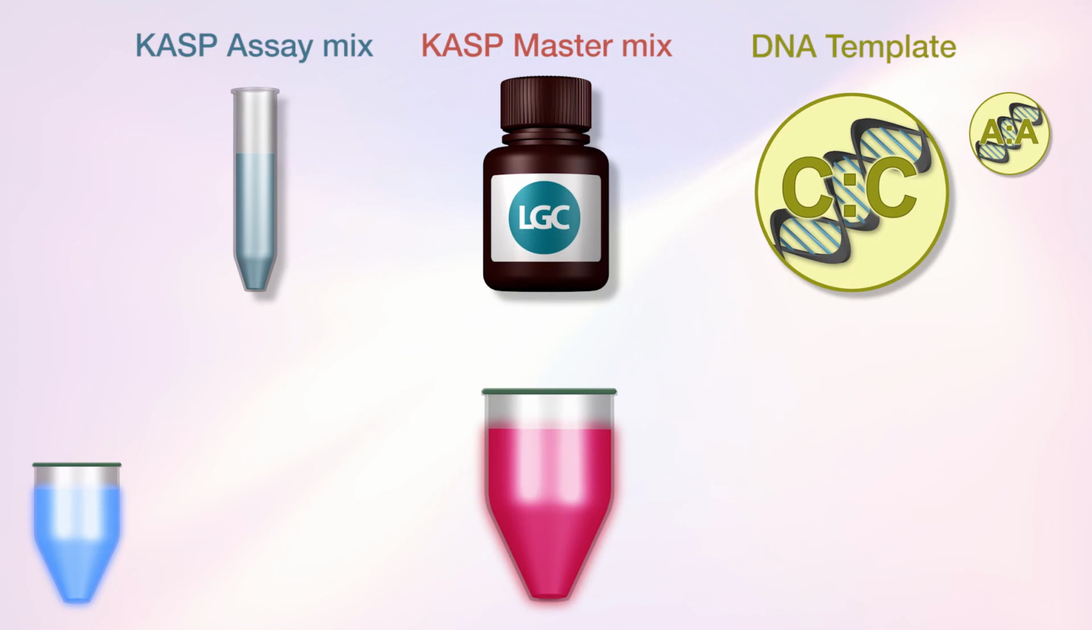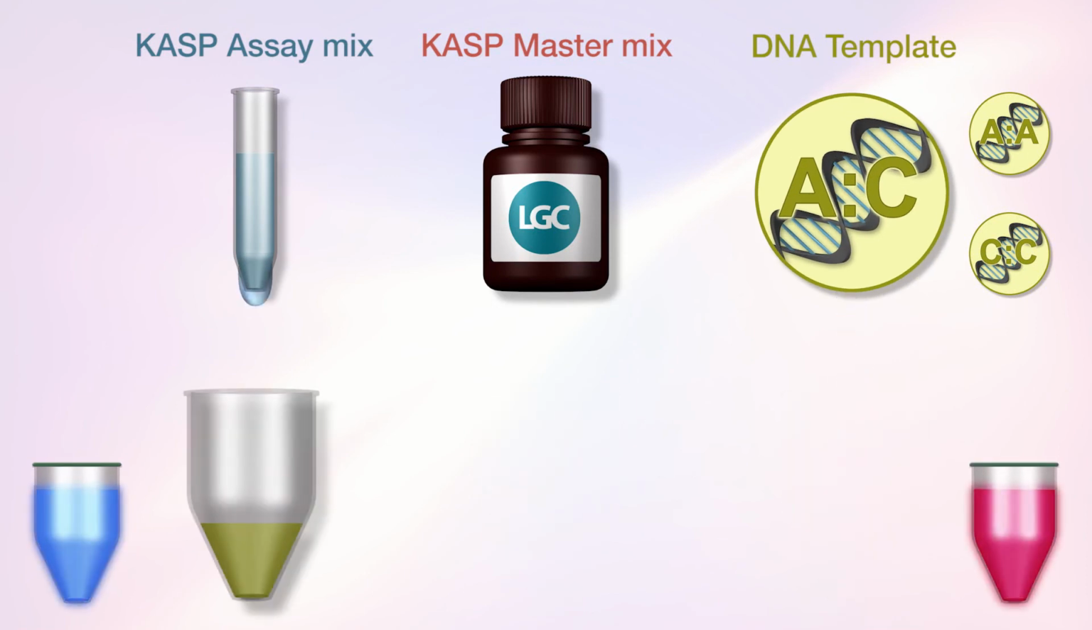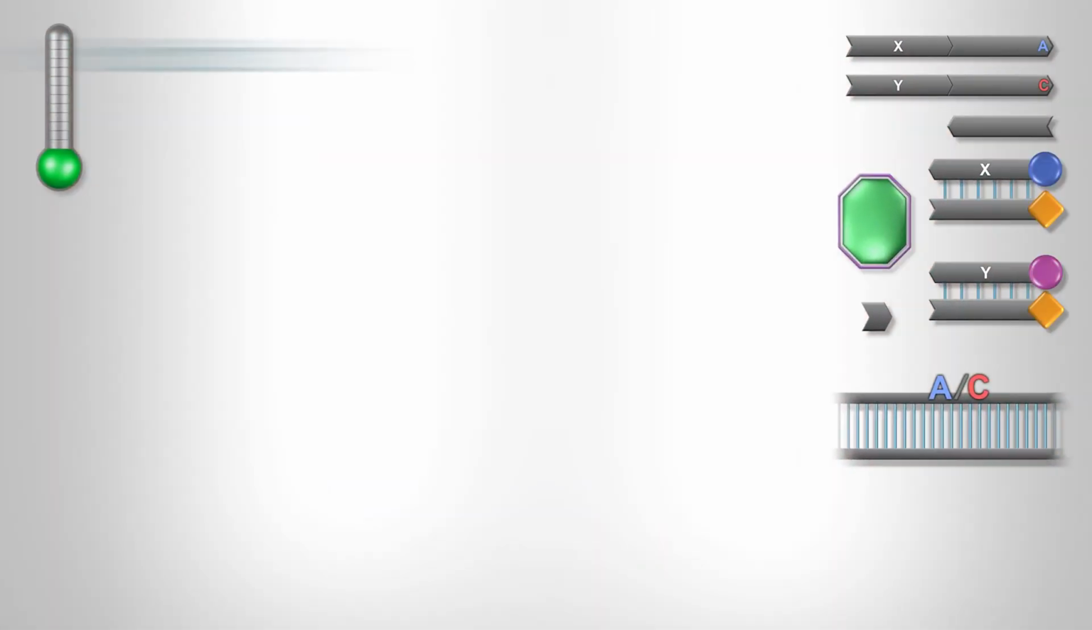If the template DNA is heterozygous, it will contain both the A and C alleles. This will result in both FAM and HEX signal being generated in the completed KASP reaction. This is shown in the next animation.